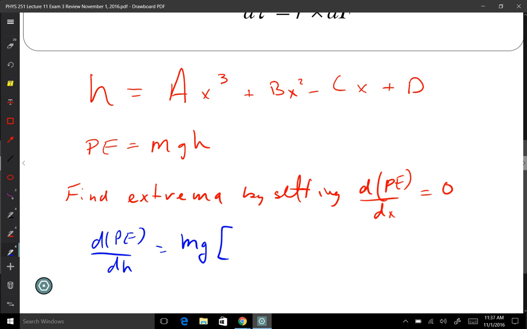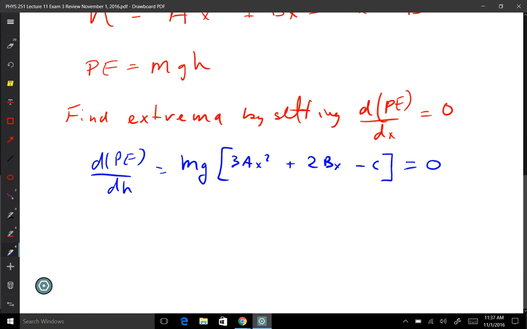And of course, the derivative is very simple, right? The method is what was important to remember, because the derivative of ax cubed is just going to be 3ax squared plus 2bx minus c. And so I solve this. How many answers do I get? How many solutions do I get for that? 2, right. So I'm going to get 2 solutions.